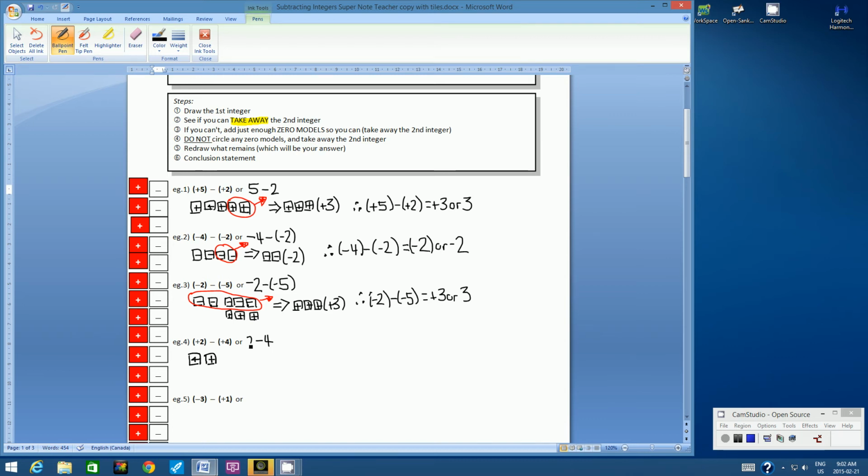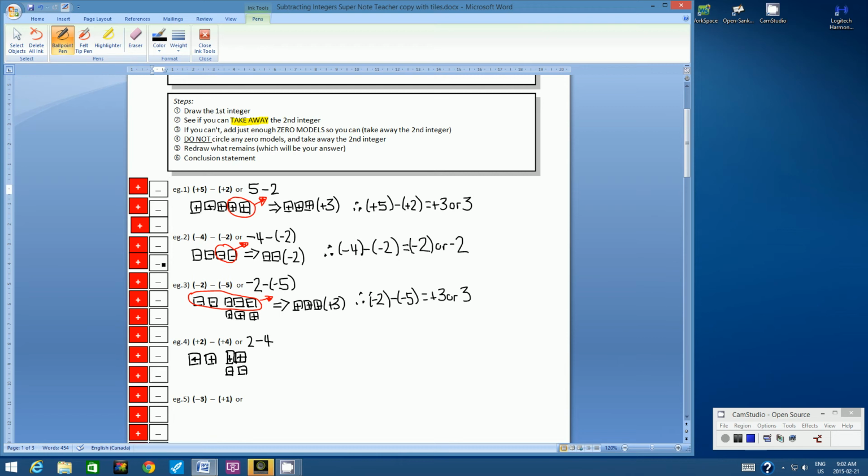Okay? See if you can take away the second integer. Well, we don't have enough tiles. We need 4 positive tiles. So what did we do? We added 2 positive tiles. Remember, we didn't add 4 positive tiles. And then we matched them with zero models with 2 negative tiles. Now at this point, you always have to ask yourself, have I changed the value of the first integer? The first integer is +2. Look at your diagram. Is your diagram still representing +2? Okay, so that's a really good check for you to see if you're on the right path.